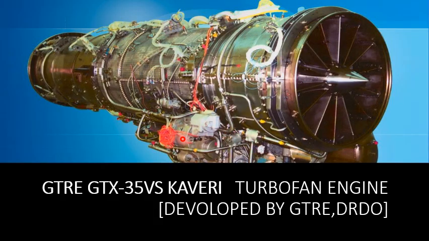This slide shows an afterburning turbofan engine. It is the GTX 35VS Kaveri engine developed by the Gas Turbine Research Establishment, a lab under the Defence Research and Development Organisation. It is now powering the light combat aircraft Tejas of India, and in future it is planned to be used in the advanced medium combat aircraft.